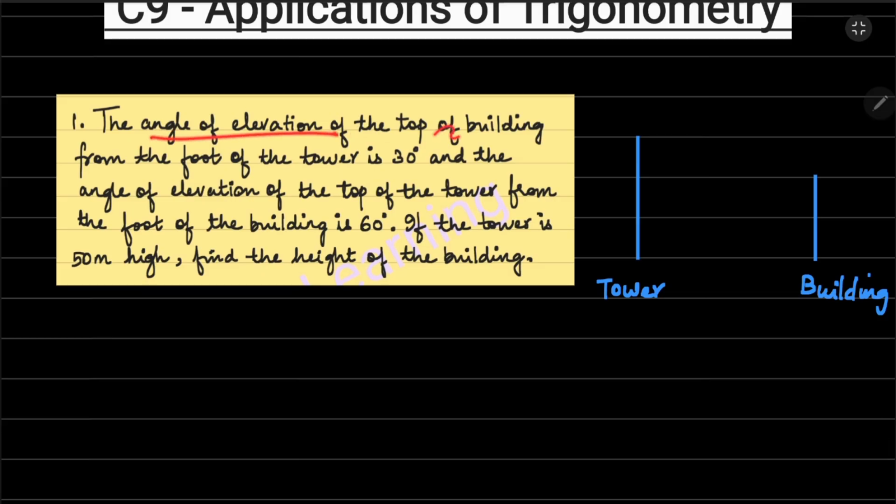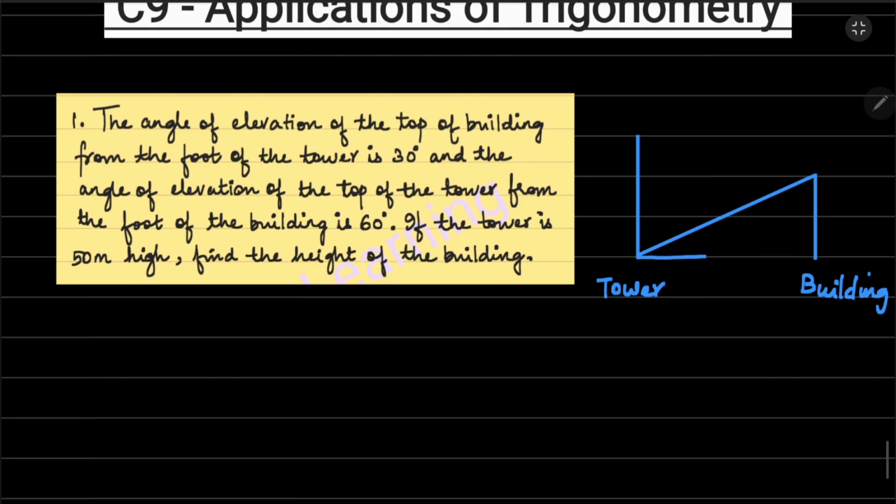The angle of elevation of the top of the building from the foot of the tower is 30 degrees. So this is the angle of elevation, right? Let me draw it in the same color. Always the angle of elevation is with respect to your horizontal. So this is the angle of elevation, which is 30 degrees.